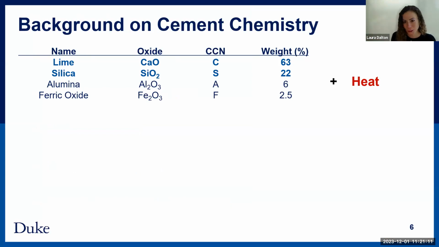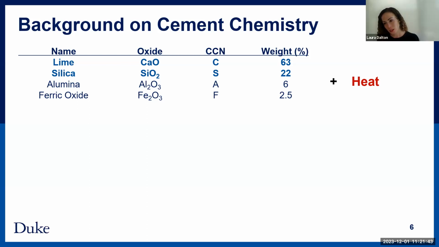And so I wasn't sure about everyone's background, so we'll do a little bit on cement chemistry just to get everyone up to speed. So to make cement, you basically need lime, silica, alumina, and ferric oxide. What you really need is 63% by weight of lime, which is calcium oxide, and then around 22% silica. So those are like the primary ingredients.